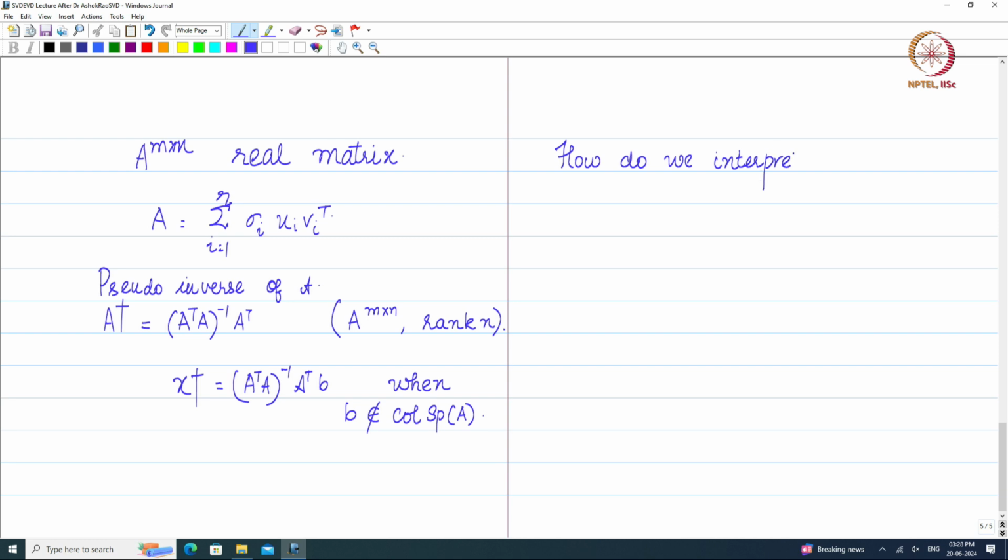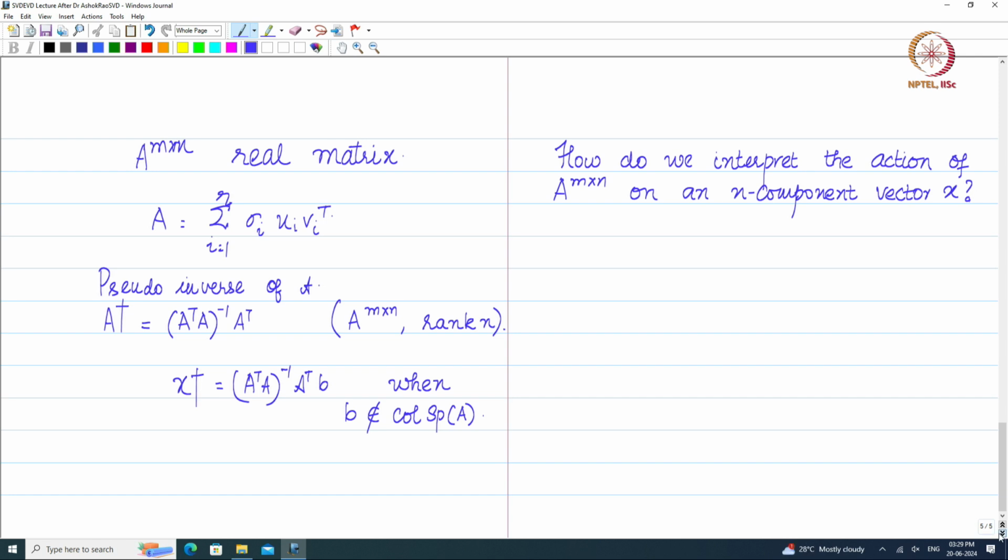Interpret the action of A, m by n, on an n component vector X. Like how we had this in the eigendecomposition case, we had projections onto orthogonal axes, and scaling, and so on. This is exactly what happens even here when you look at the pseudo inverse and so on.